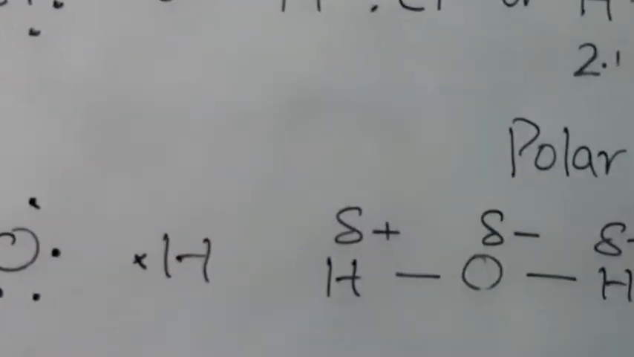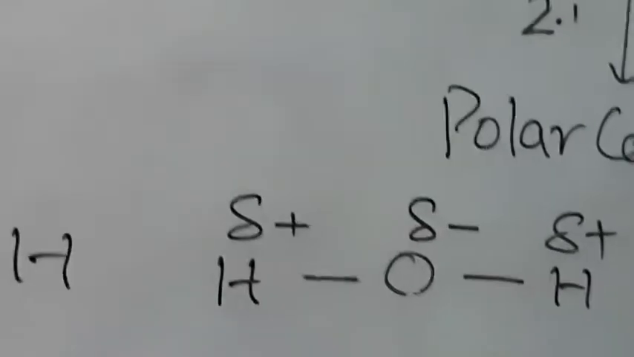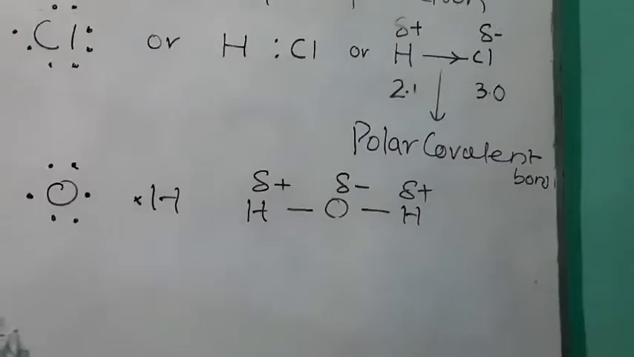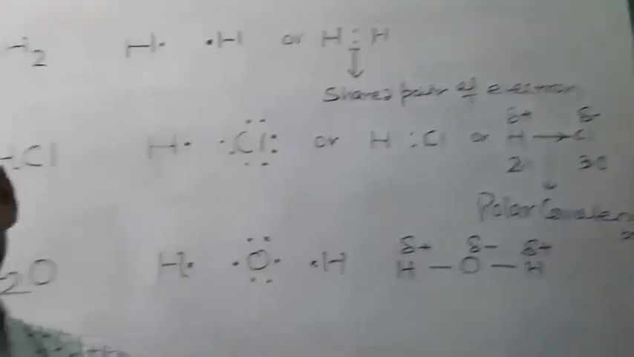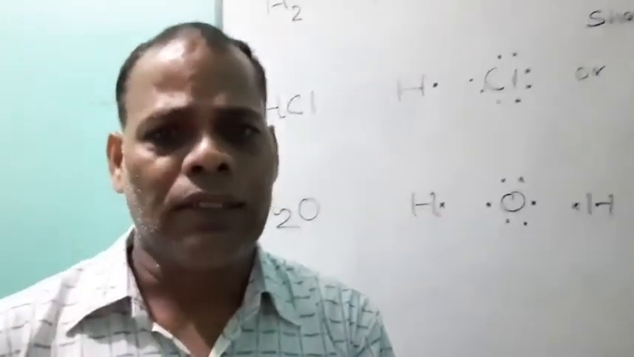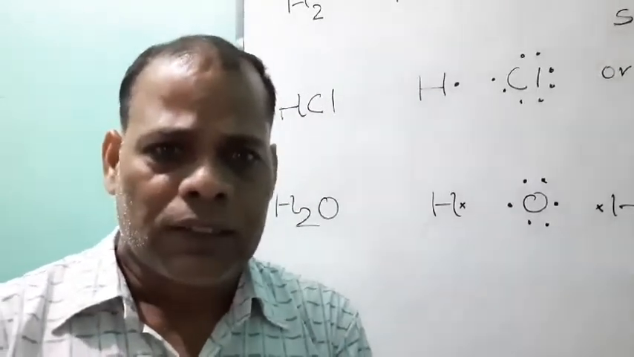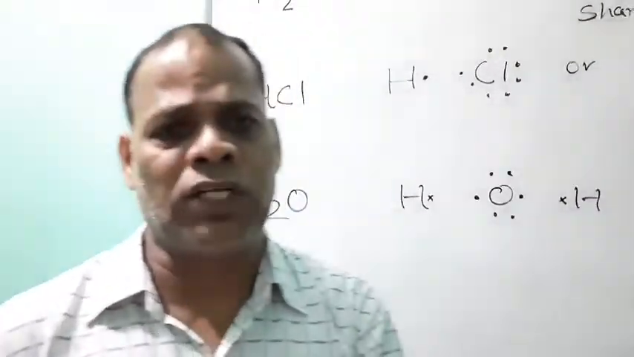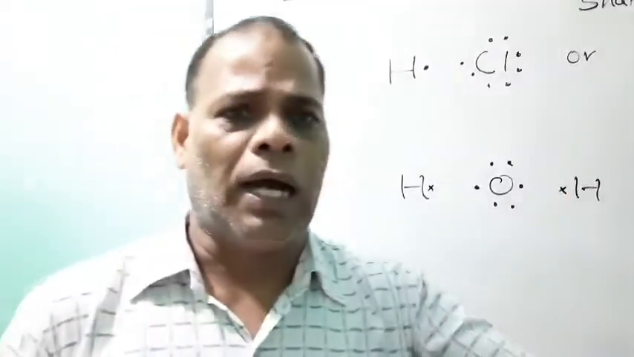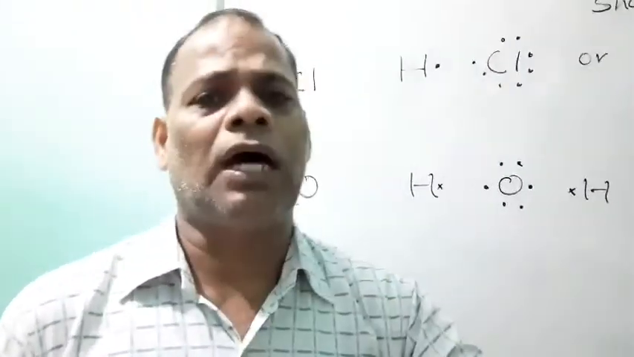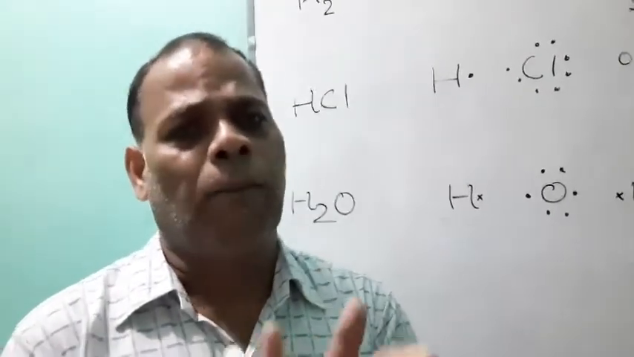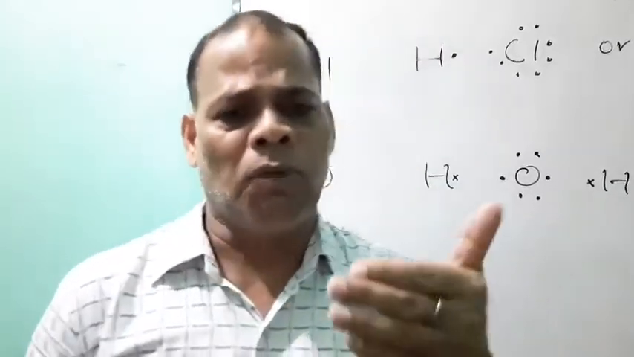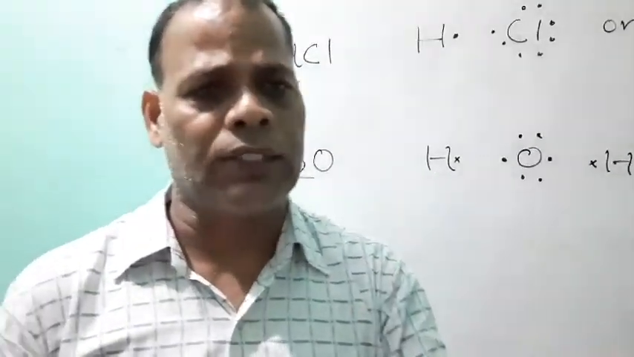Similarly, HF, HBr, all these are examples of polar covalent molecules where there is a difference of electronegativity, and the shared pair electron is shifted towards one of the atoms which has higher electronegativity value, and the bond thus formed is called polar covalent bond and the molecule is called polar covalent molecule.